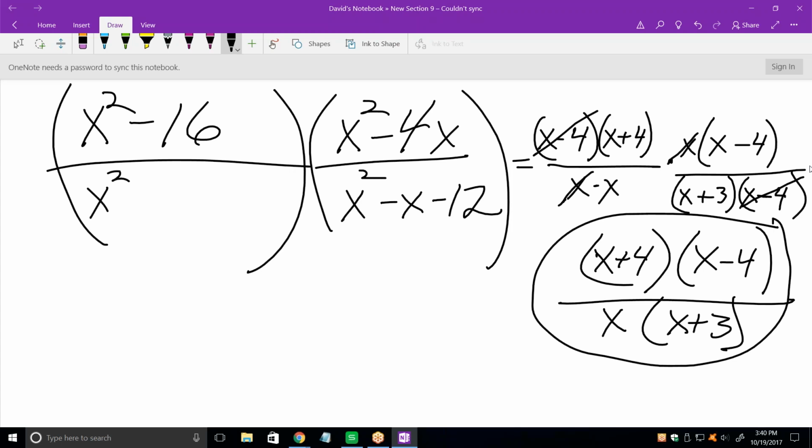You don't factor it necessarily unless there's a good reason to do it, but if you have gotten to your answer and it's in factored form, leave it in factored form. Don't multiply it back together.